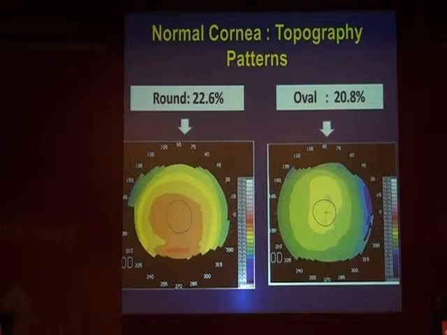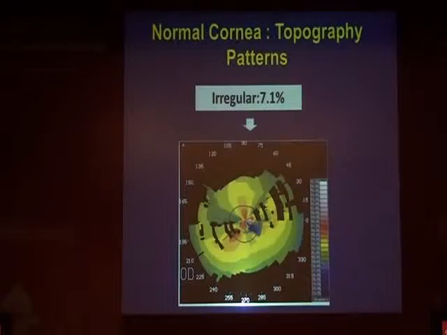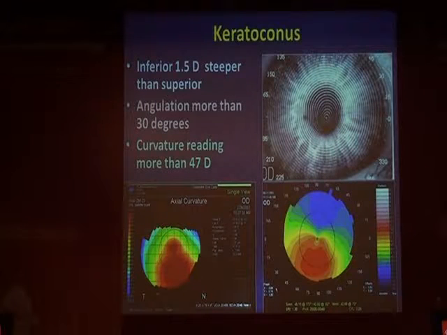Some of these normal topographic patterns we should be aware of when we are evaluating: we have round, we have oval patterns. We can have symmetric bow tie, asymmetric bow tie, and irregular corneal pattern. Diagnosis of keratoconus cornea, advanced keratoconus is evident. We have the clouding of the Mayas in the area where the steepening is there, and we can have the inferior steepening, and again the more evident curvature, increased curvature.